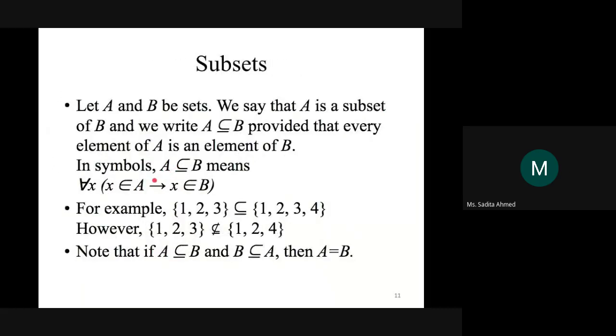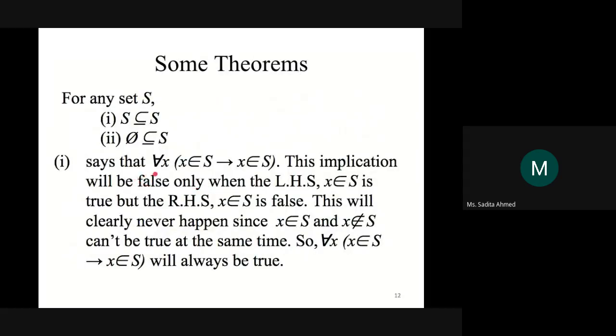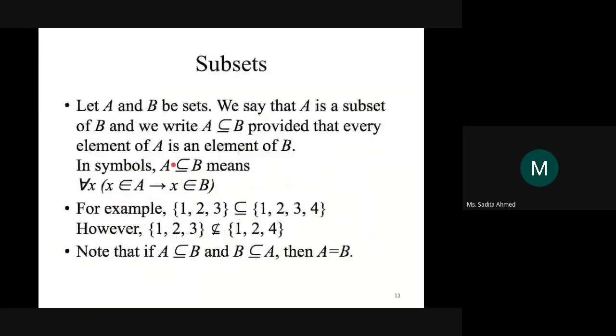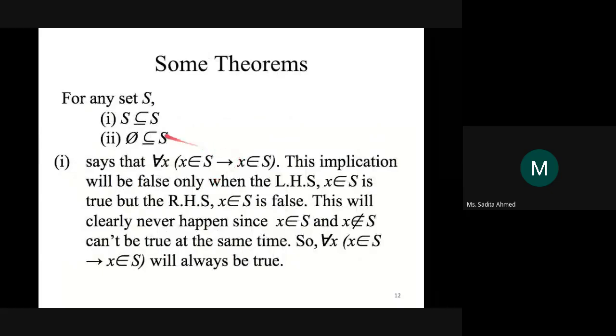For all x, x belongs to A implies x belongs to B. The A and B would be replaced with who? With S. Exactly. So for all x, x belongs to S implies x belongs to S. This is just by definition of a subset. This is what is claimed by this specific representation. This is the statement that we have to prove. We have to prove that this implication is a tautology, that this is always true.